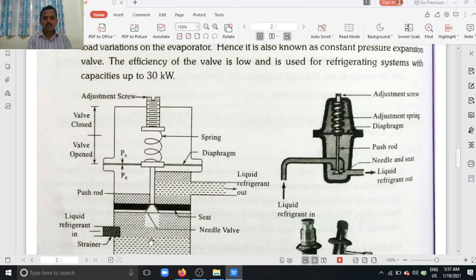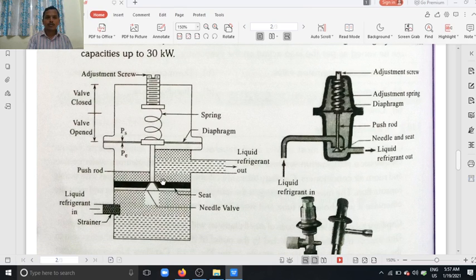Then again the refrigerant moves from bottom to top and flows. When PS is greater than PE, the push rod also moves downward, and the refrigerant flow is more compared to the neutral position. So this is the automatic expansion device, or constant pressure expansion device.